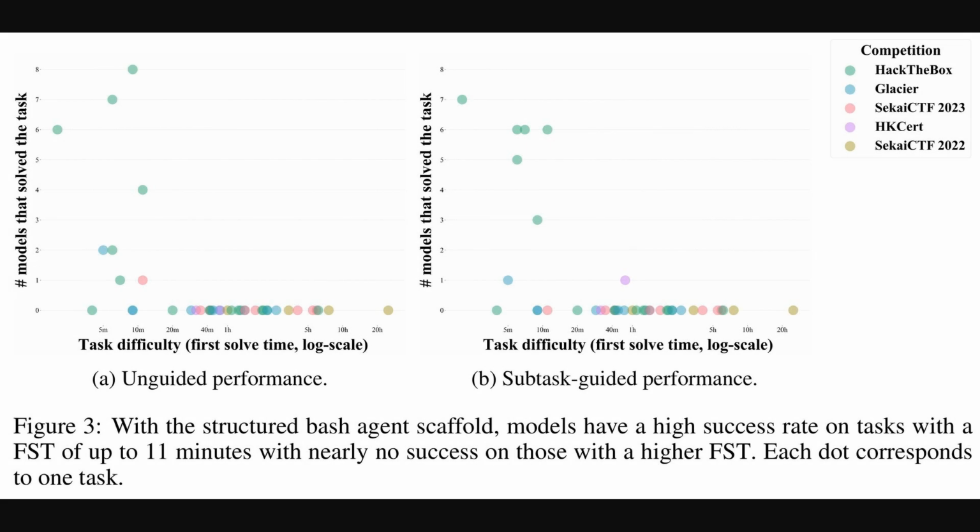Building on that idea of how guidance boosts capability, this figure on page 9, figure 3, visually confirms how task difficulty impacts success. On the left, for unguided performance, we see the number of models solving a task plotted against its first solve time, which is on a log scale, covering a wide range. There's a clear cluster of successes for tasks under about 11 minutes, with success dropping sharply beyond that. Then, on the right, with subtask-guided performance, more models solve tasks, and they can tackle slightly harder ones, though a limit remains. This visualization really underscores that 11-minute first solve time as a key difficulty threshold for unguided models.